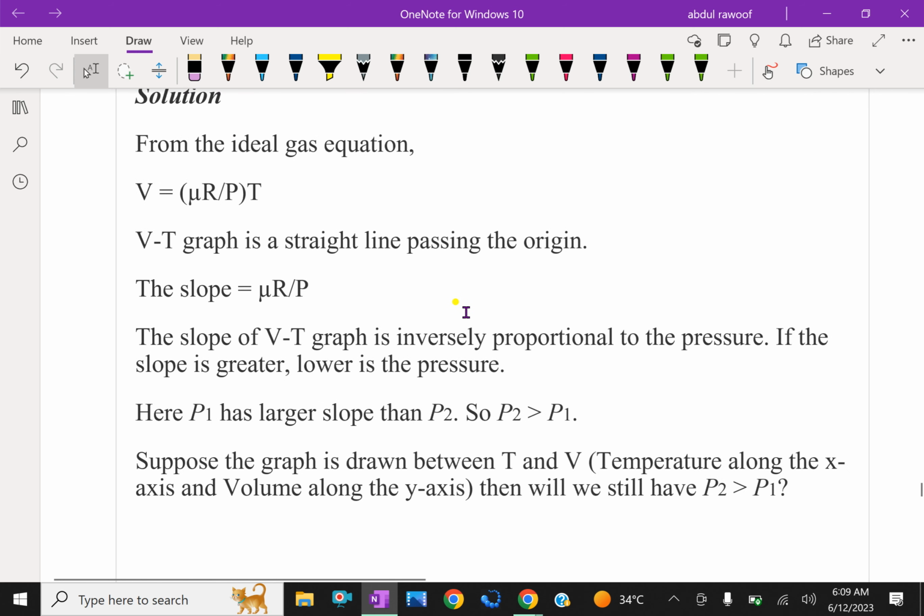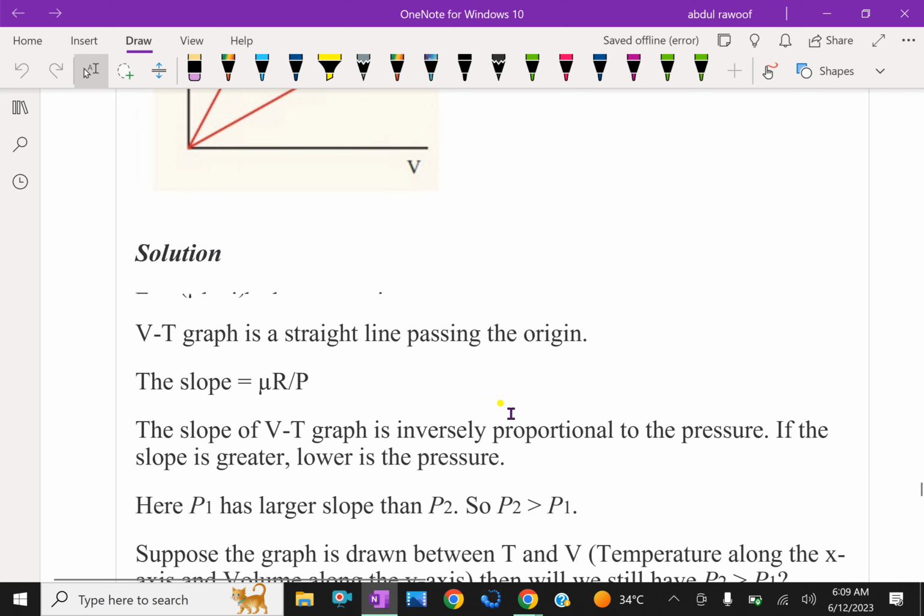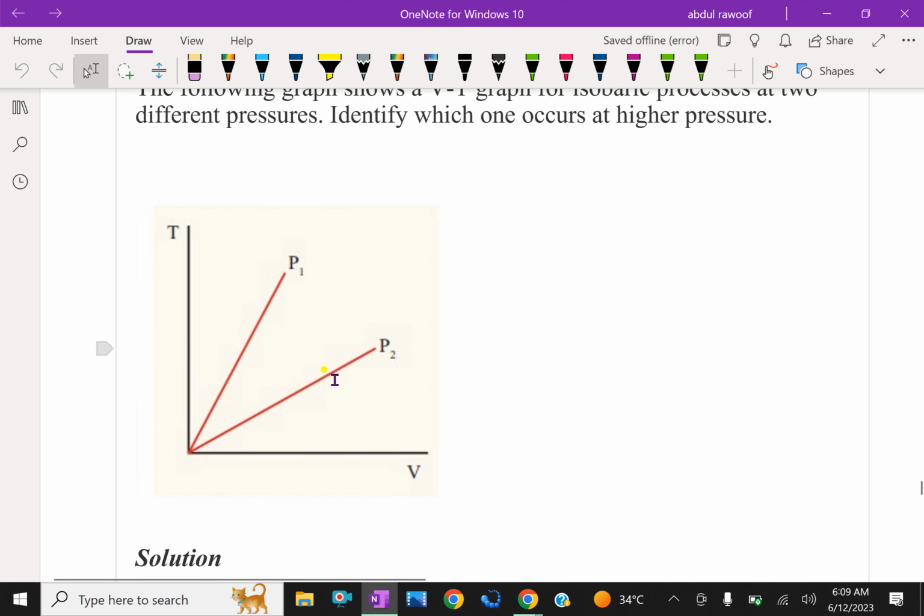Therefore P2 is greater than P1. Suppose the graph is drawn between temperature and volume, temperature along the x-axis and volume along the y-axis, then we'll still have P2 greater than P1, which means, using the slope of these two lines, P1 gives greater pressure than P2.